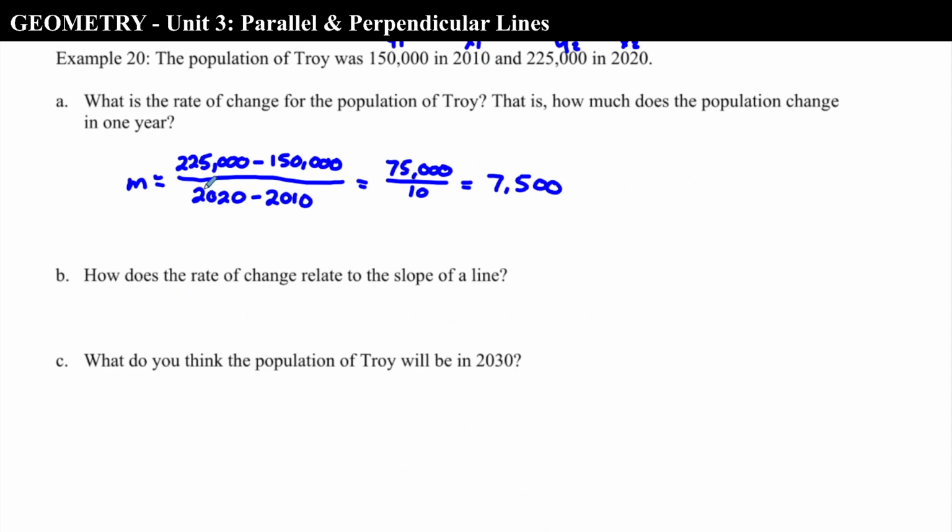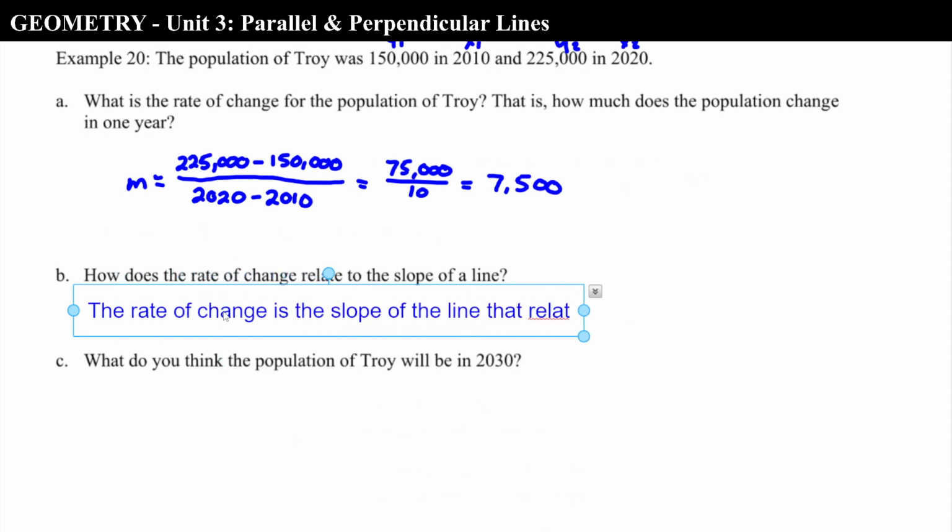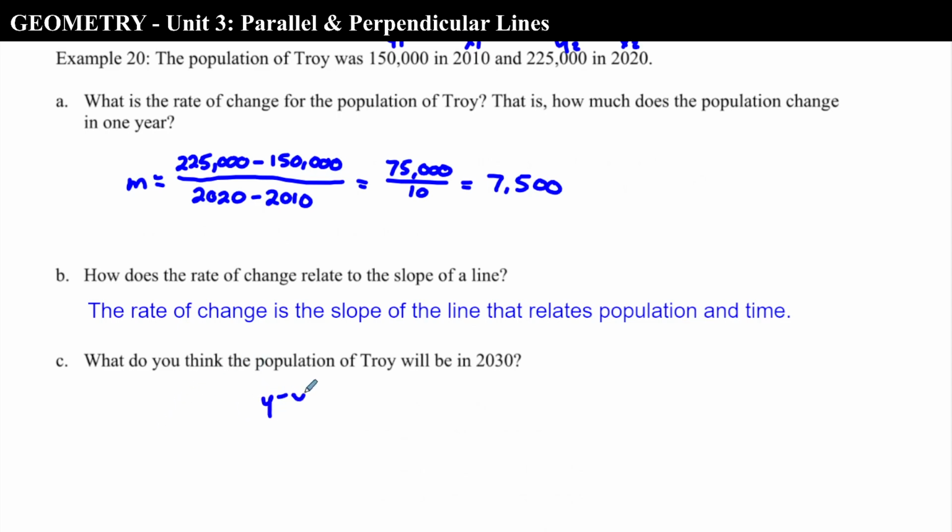So how does the rate of change relate to the slope of the line? Well, the rate of change is the slope of the line that relates population and time. Our rise would be population, and our time would be our run. So, knowing this, what do we think that the population of Troy will be in the year 2030? Well, we can use point-slope form to figure that out.